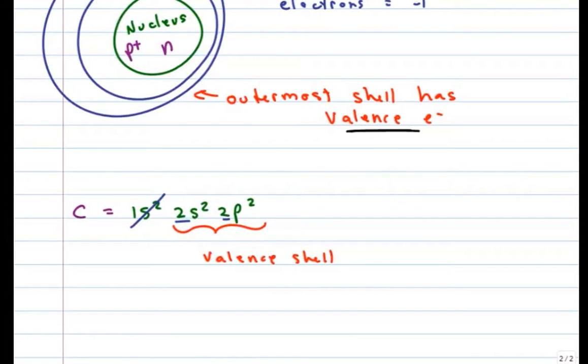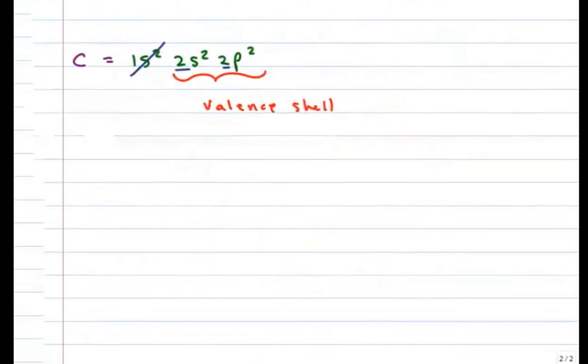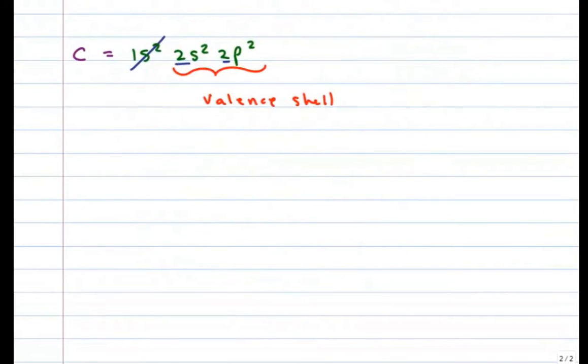Now, the valence shell is governed by the octet rule, and the octet rule says an atom wants to have 8 electrons in its outermost shell. There are exceptions to the octet rule. If you are familiar with them, go ahead and type them in. I'll start them off.